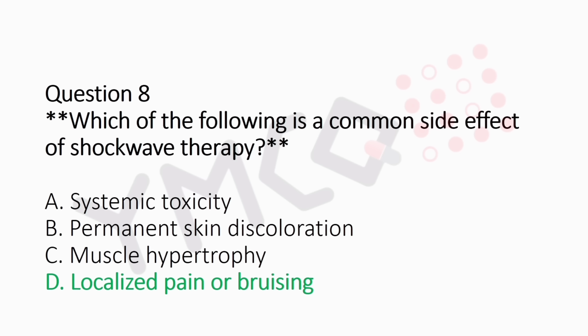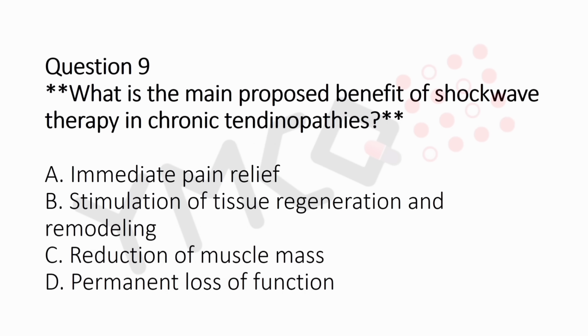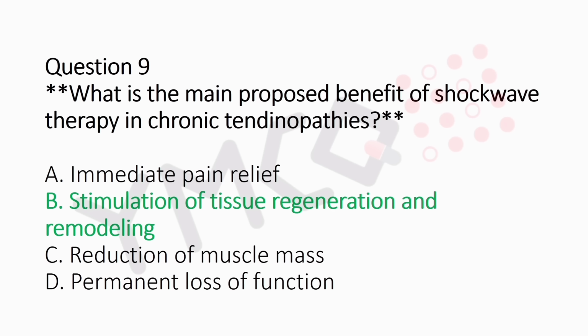Now let's move to question number 9. What is the main proposed benefit of shockwave therapy in chronic tendinopathies? Option A immediate pain relief. Option B stimulation of tissue regeneration and remodeling. Option C reduction of muscle mass. Option D permanent loss of function. And the answer is option B stimulation of tissue regeneration and remodeling.